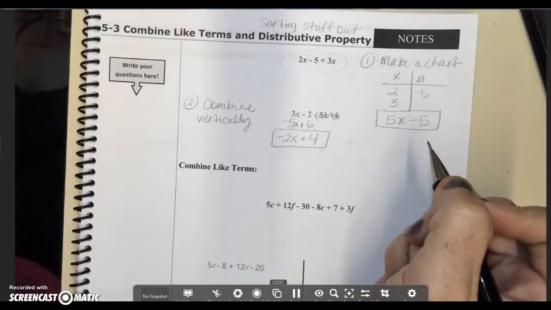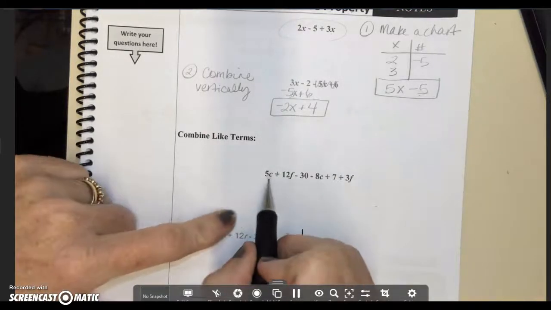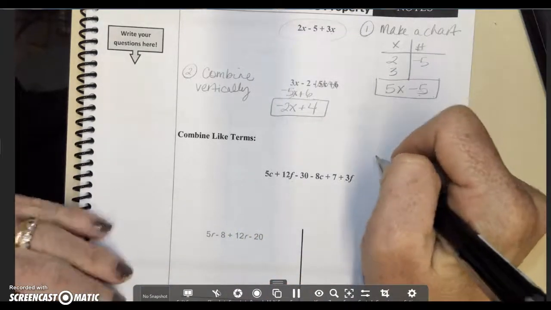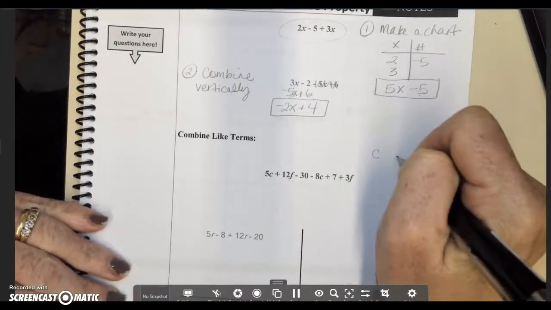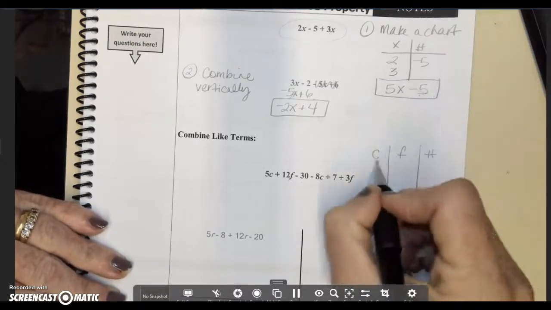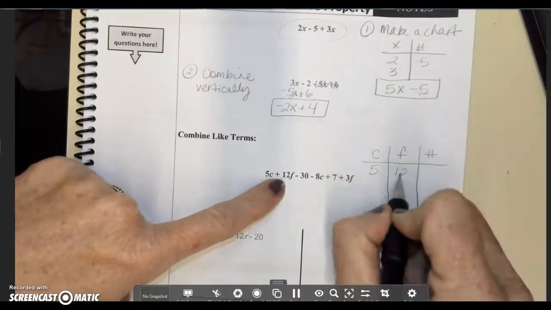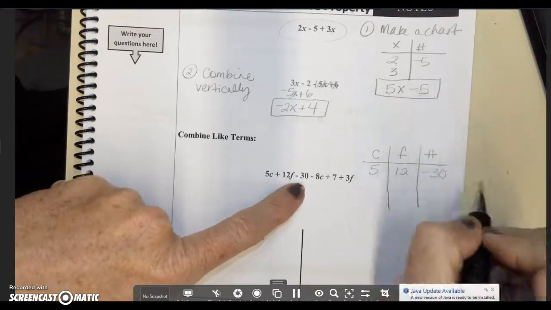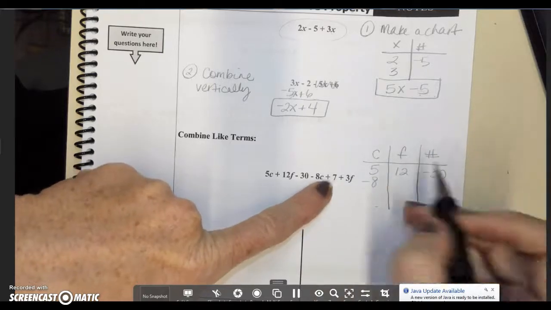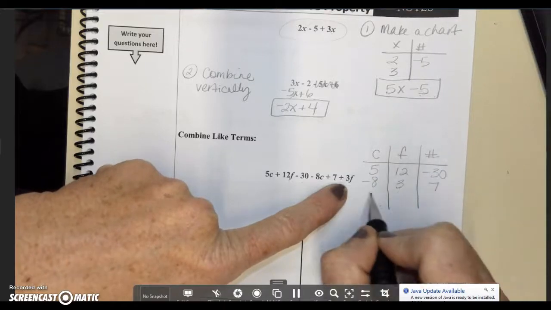Okay? So down here, we're still doing combining like terms. You can make a chart. Now you've got c's, f's, and constants. So if you're going to make a chart, you could make a column for c's, a column for f's, and a column for numbers. There are many ways you can do combining like terms. Then I have a 5 in the c column, a 12 in the f column, a negative 30 in the number column, a negative 8 in the c column, a 7 in the number column, and a 3 in the f column.